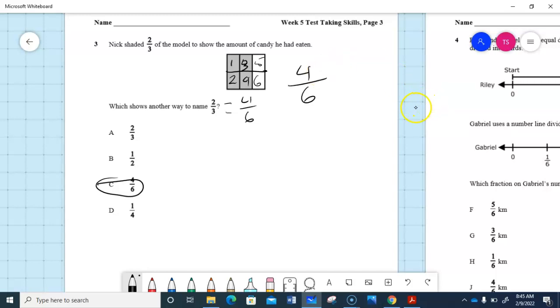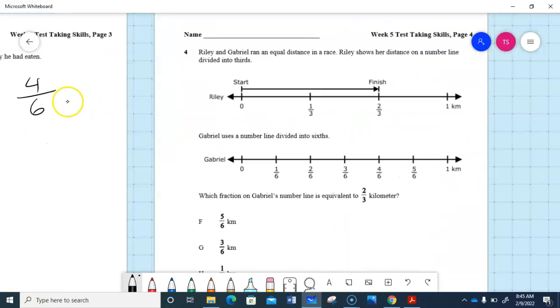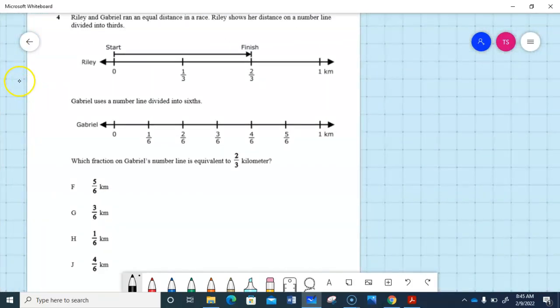And let's look at question number 4. Question number 4 says Riley and Gabrielle ran equal distance in a race. Riley shows her distance on the number line divided into thirds. So you can see it's got 1, 2, 3 equal jumps. Gabrielle used the number line divided in sixths. So 1, 2, 3, 4, 5, 6 equal marks. Which fraction on Gabrielle's number line is equivalent to 2/3 of a kilometer?